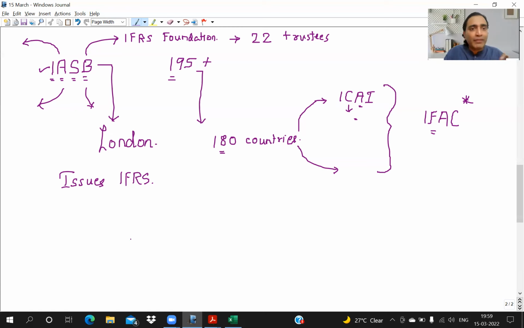Yes, so I was asking you, is anyone aware of some other sub-bodies of IASB? The overlooking body we have already seen, the IFRS Foundation, with 22 trustees. Is anyone going to ask you these things in SBR? No, but these are the basics which were given in FR. A little bit of that we are revising. Any other sub-bodies that you are aware of? You can call them departments or whatever, but these are constituted along with IASB.